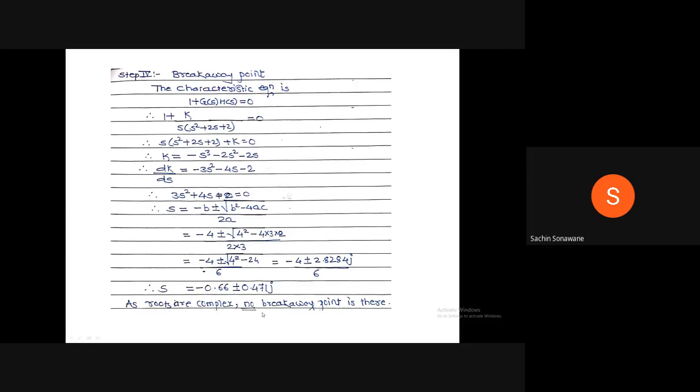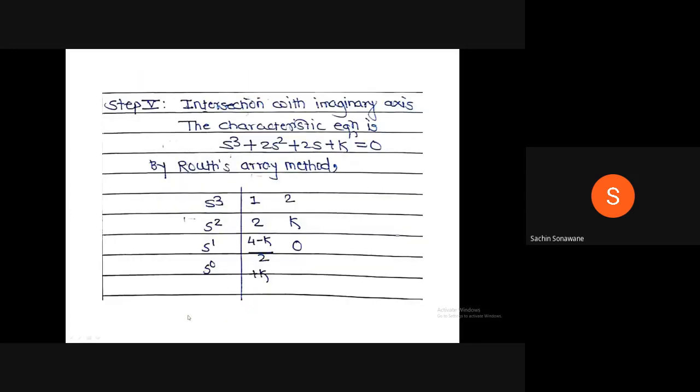As the roots are complex, no breakaway point is there. Always remember, if roots are complex, minus 0.66 plus 0.471j and minus 0.66 minus 0.471j, therefore no breakaway point is there. Now, intersection with imaginary axis.